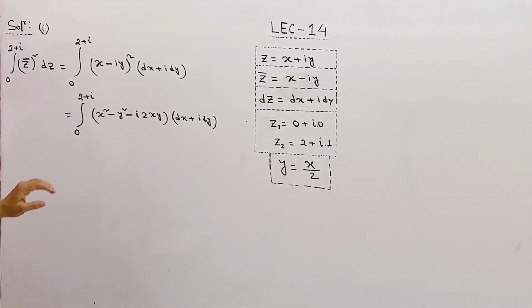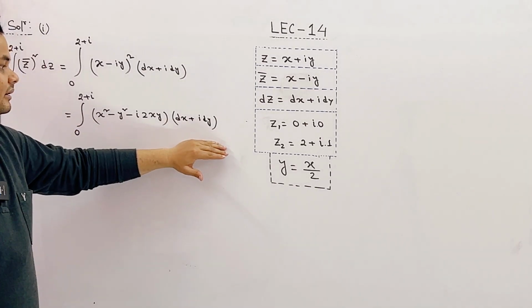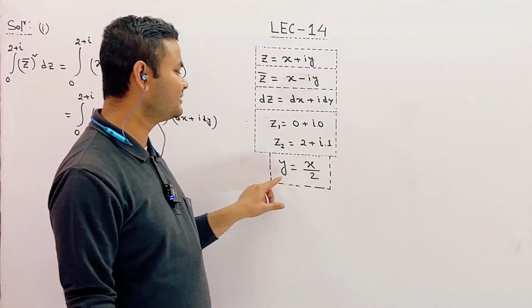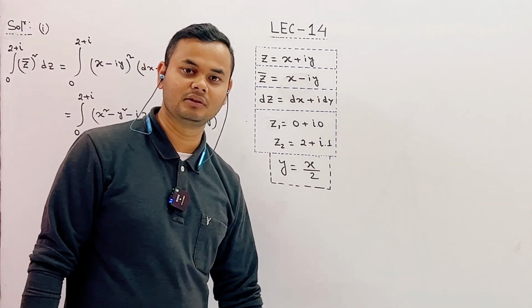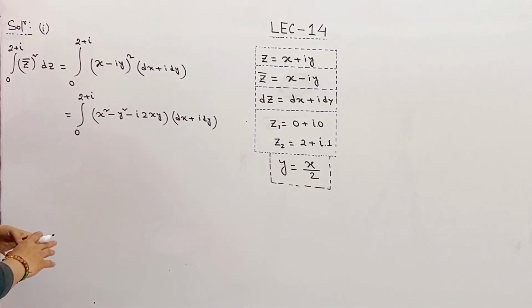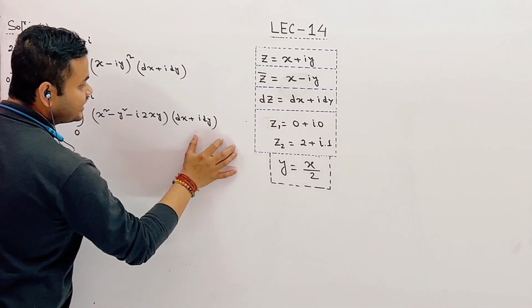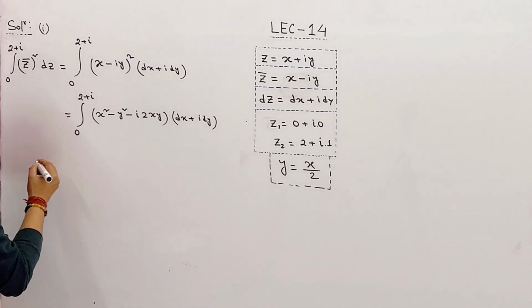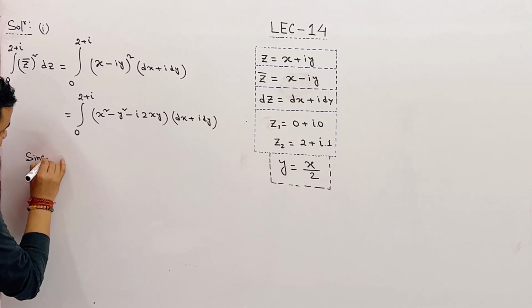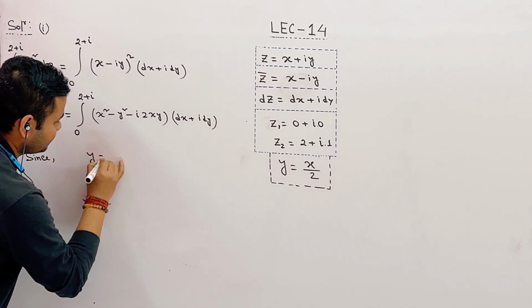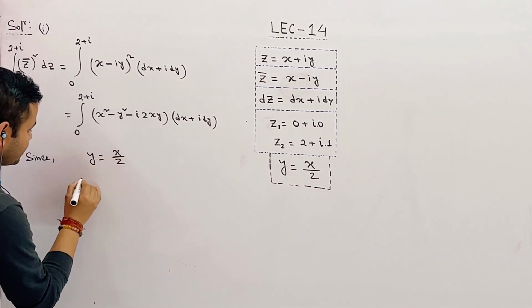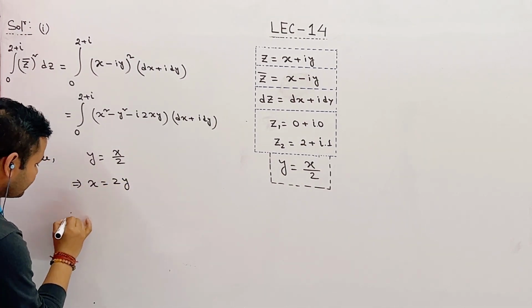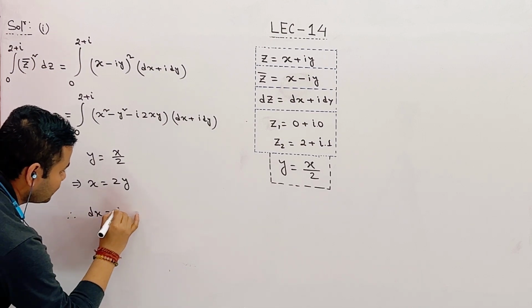Next, our target is to write this part either in terms of x or in terms of y only by using this relation y equal to x by 2. For simplicity, I am going to write this part in terms of y only. So, since y equal to x by 2, so therefore x equal to twice y. So, therefore dx is equal to twice dy.